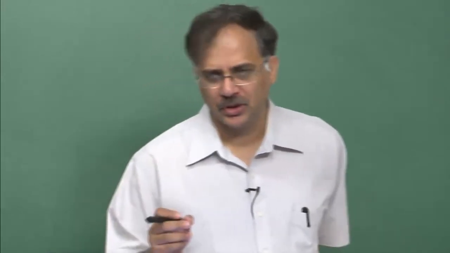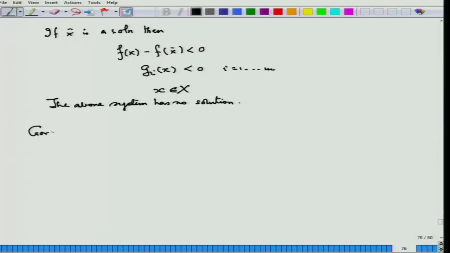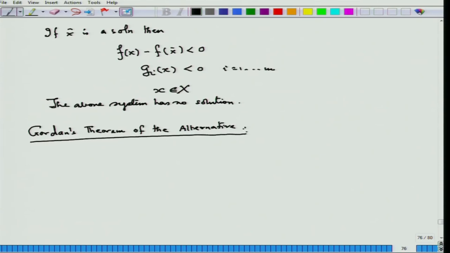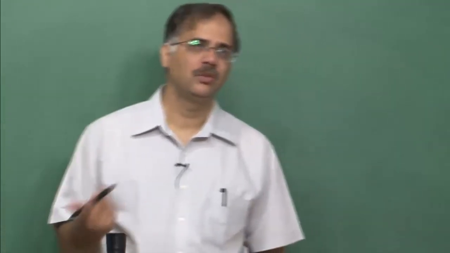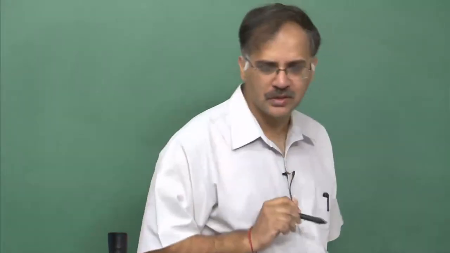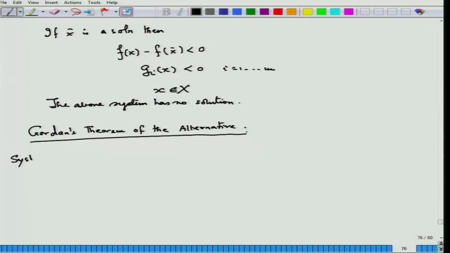So, instead of really applying the separation theorem, whatever we need to apply there can be put into the form of a result called Gordon's theorem of the alternative. The proof of this result is promised for the next class, not now. What is the theorem of the alternative? The term alternative means there are at least two things. So, there will be two systems, system one of equalities and inequalities. What does system one say?